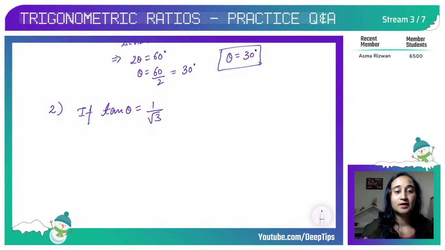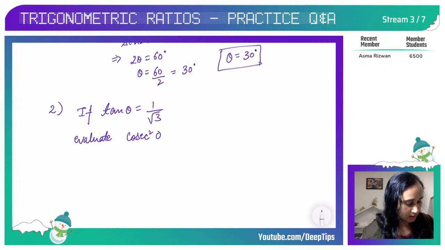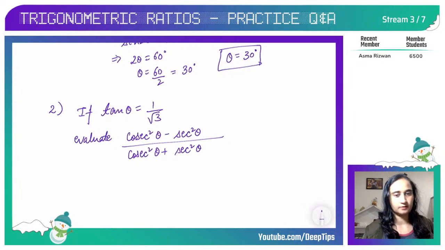Okay, so my second question is: if tan theta is equal to 1 by root 3, evaluate the expression cosecant squared theta minus secant squared theta upon cosecant squared theta plus secant squared theta.